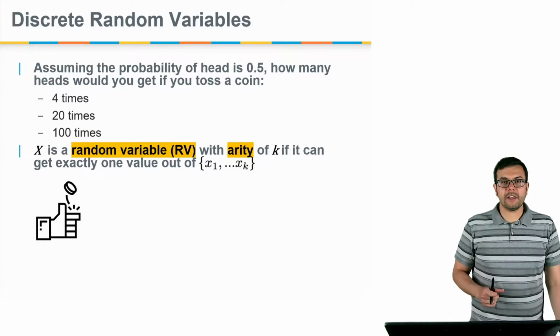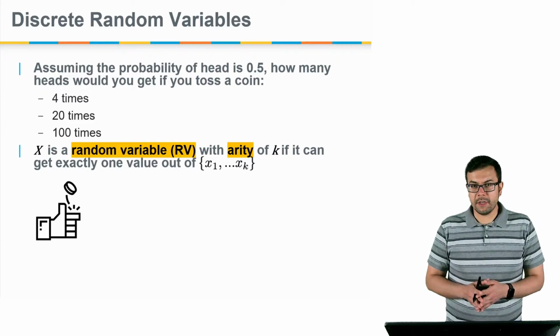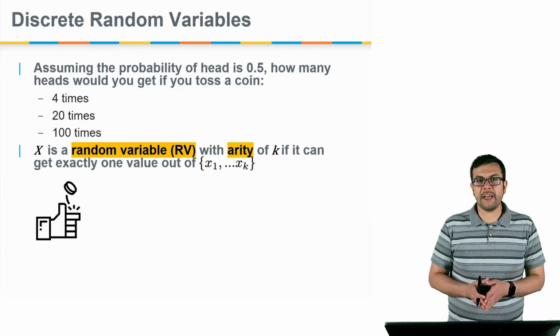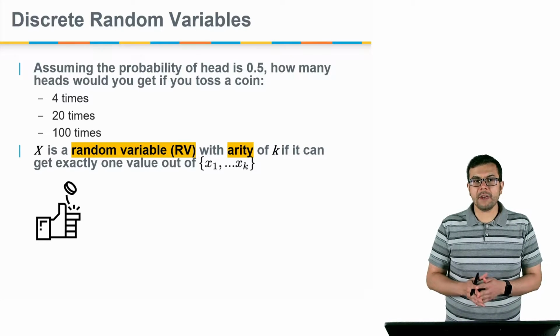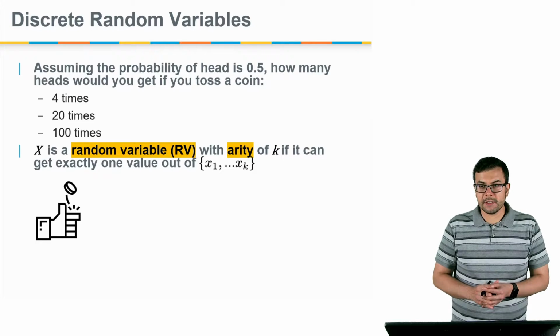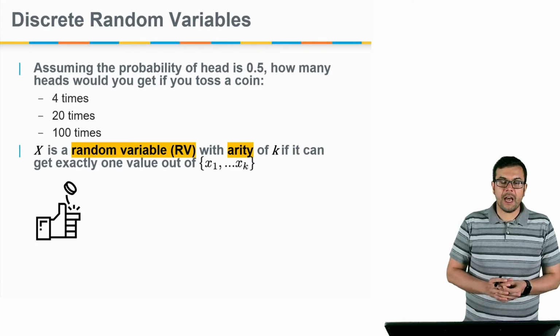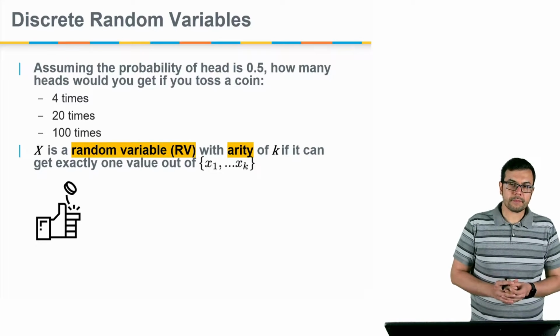Let's take a look at another example. Assume that we have a fair coin. Therefore, the probability of a head is 0.5. How many heads would you get if you toss a coin 4 times? What about 20 times? And what about 100 times?